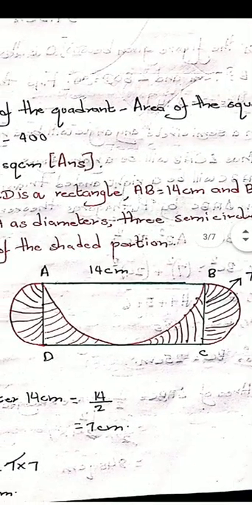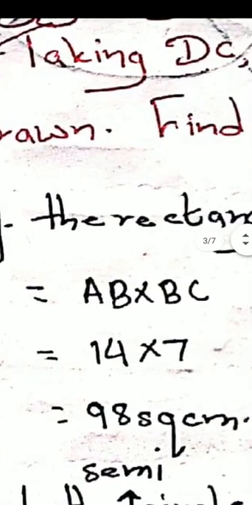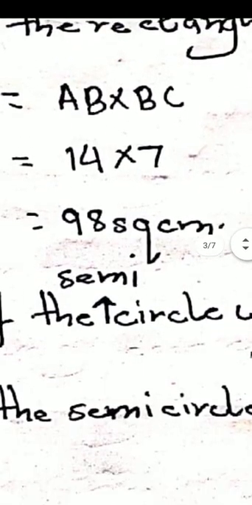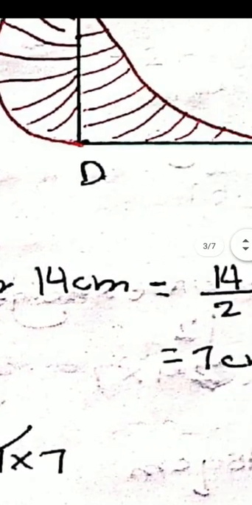If you see here, AB is the diameter of one of the semicircles, so its radius will be half of that, and AD, that is 7 centimeter, is the diameter of the other semicircle, so its radius will be 7 by 2. I hope this is clear. So I'll write area of the rectangle we need to calculate first. Area of the rectangle ABCD equals AB into BC, that is 14 into 7, that happens to be 98 square centimeter.